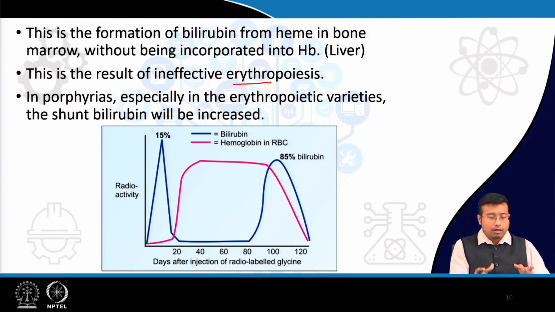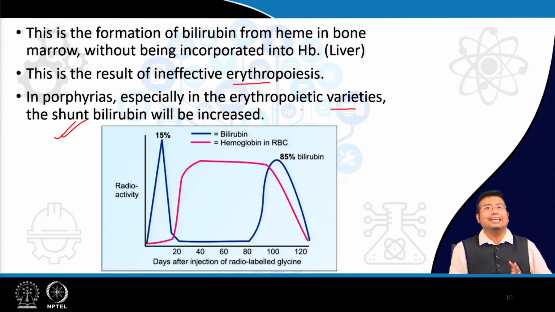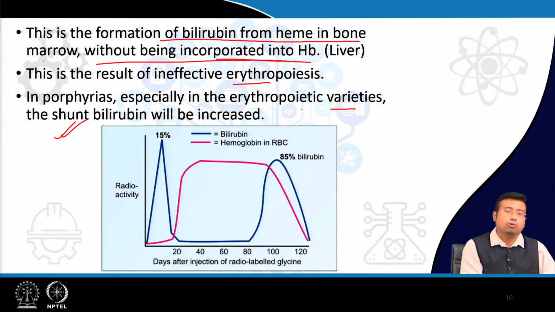Can you name some diseases where heme formation is defective? Porphyria. Especially in erythropoietic varieties of porphyria, the shunt bilirubin is increased, alright. So, basically shunt bilirubin is that fraction of bilirubin which is formed in the bone marrow without being incorporated into hemoglobin, right.